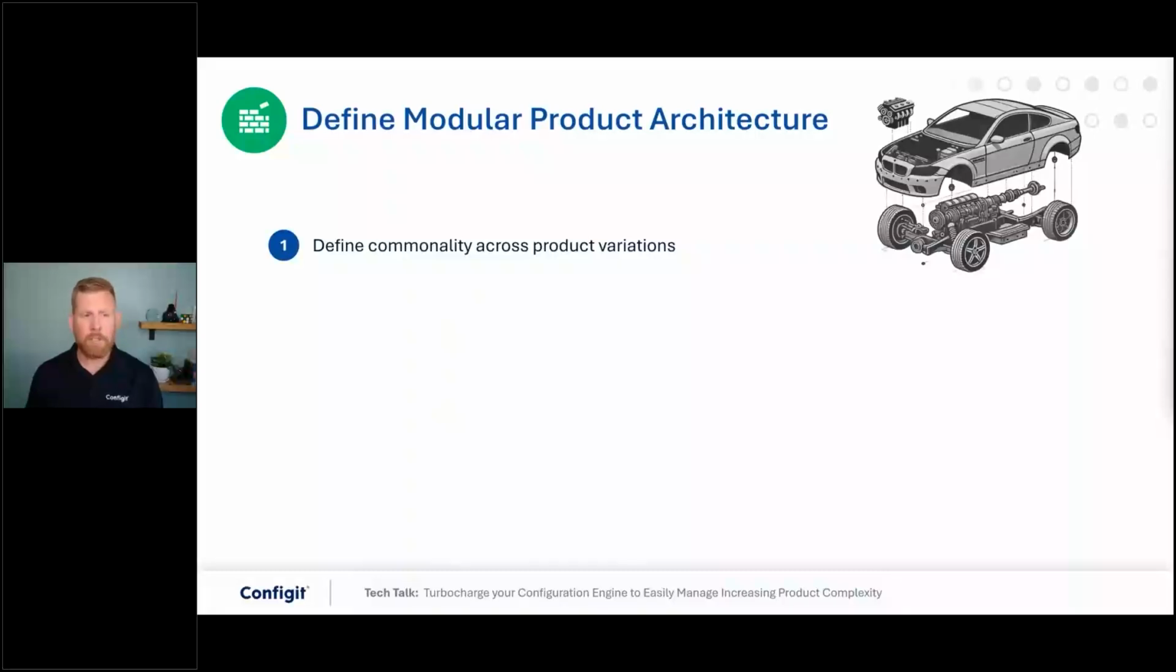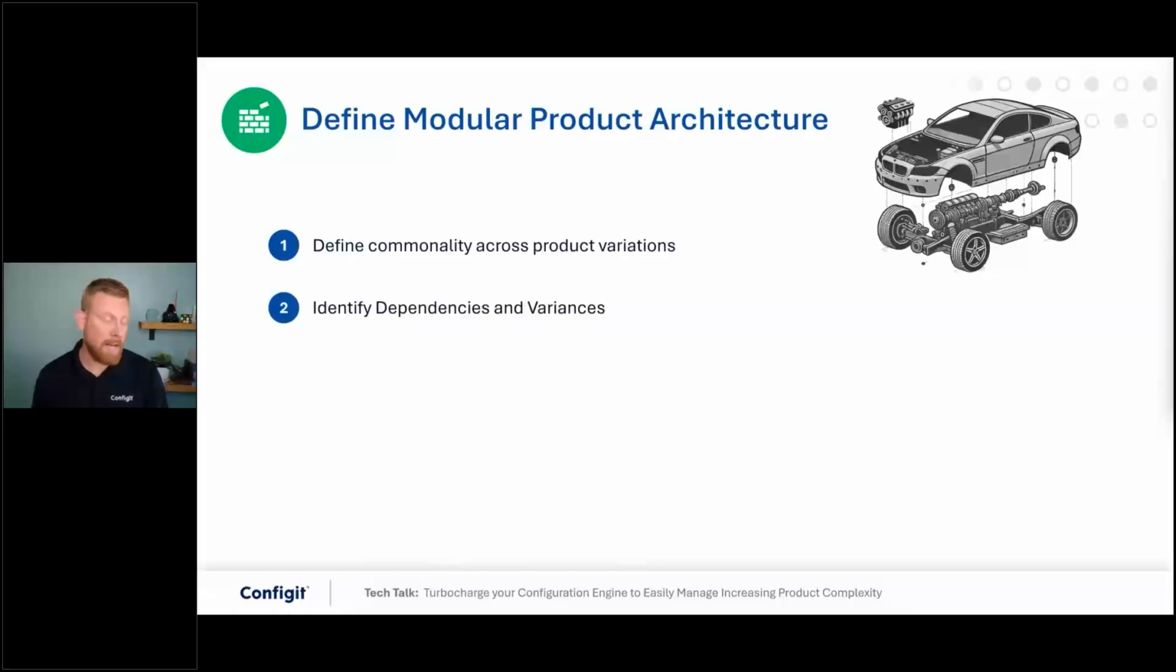So for the modular product architecture, like I said, we're going to create all these building blocks that we're going to use to be able to build out a virtual library of your components. The first thing you want to do is identify commonality across the product variations. So in a car, maybe the frame doesn't change. We won't talk about adding spoilers in this case, but maybe the frame stays the same, maybe some of the structure. Then you need to identify what does change.